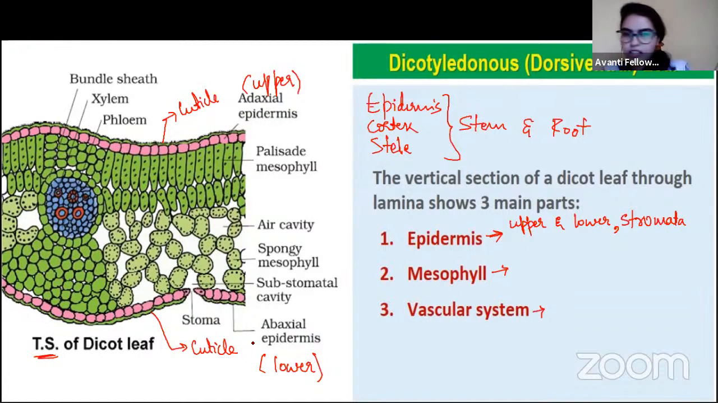Without any intercellular spaces. Okay, so they are arranged in a uniseriate manner, and there are stomata, that means nothing but the stoma. So that is all you have in the epidermis. Then mesophyll, we'll talk about this in the next slide. Then vascular bundle is there.